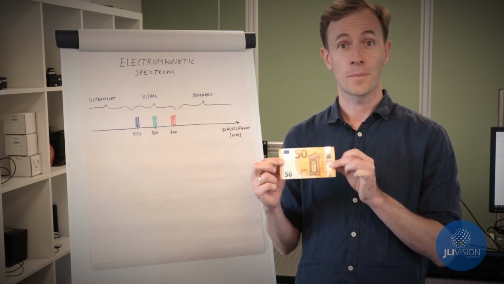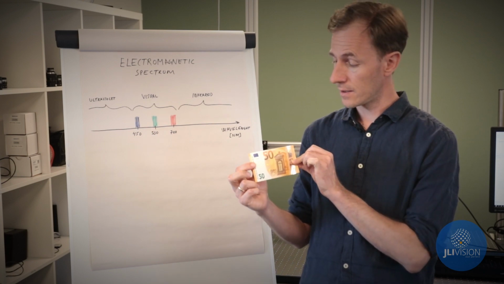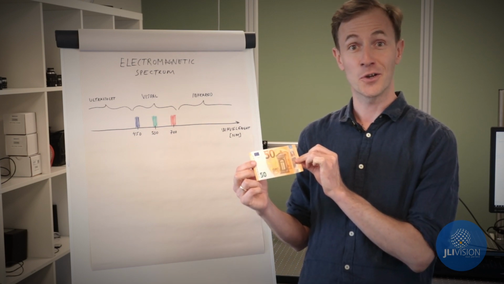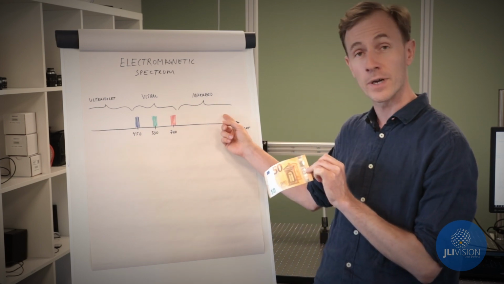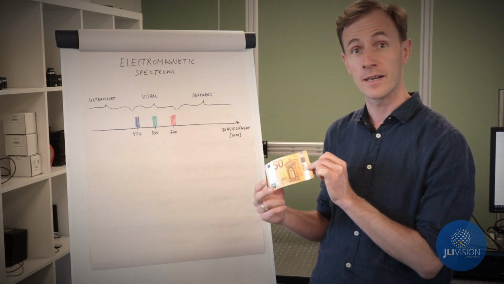Take a euro banknote, for example. When we look at it, it looks perfectly normal. However, what happens if we put this in the infrared light spectrum underneath an electronic sensor?